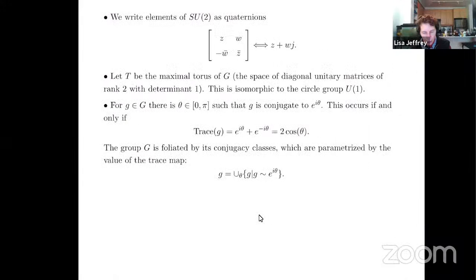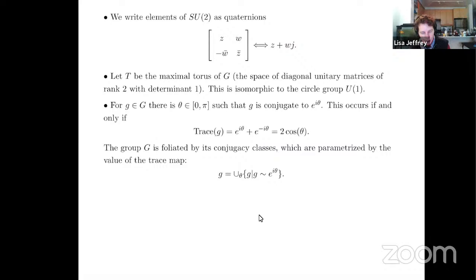So we write elements of SU2 as quaternions in this way. This matrix in SU2 is written as Z plus Wj, where Z and W are complex numbers. Let me denote by T the maximal torus of SU2. This is identified with the circle group U1.